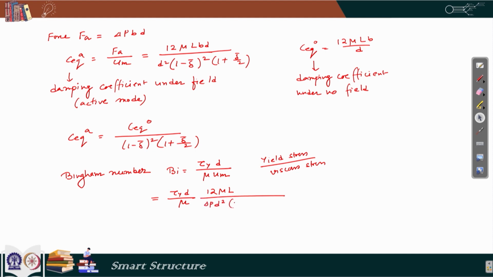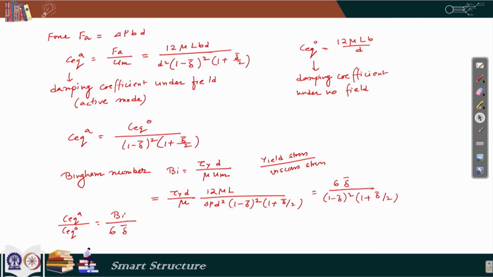d square multiplied by 1 minus delta bar whole square multiplied by 1 plus delta bar divided by 2, and that can be written as 6 into delta bar divided by 1 minus delta bar whole square multiplied by 1 plus delta bar by 2, and the ratio of the active damping coefficient divided by the damping coefficient under no field can also be written in terms of Bingham number as Bi divided by 6 delta bar.